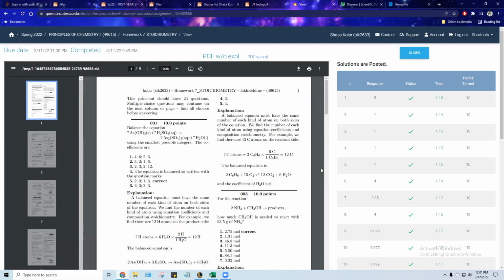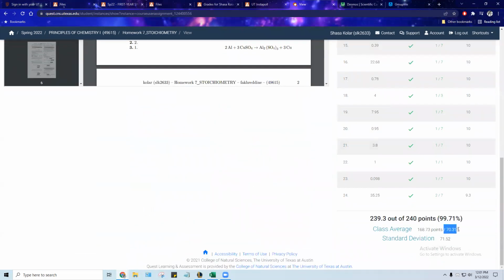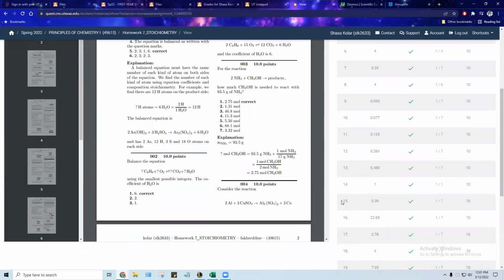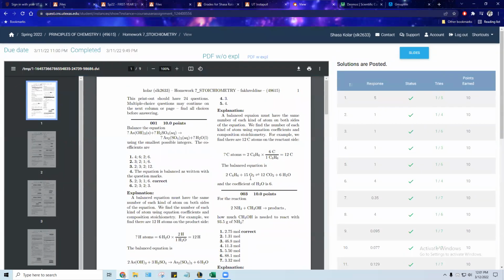This is the homework. And I'm doing this because the average means half of everyone who did it failed. I did very well, so I will try to explain how to do this homework. So let's start with question number 1.